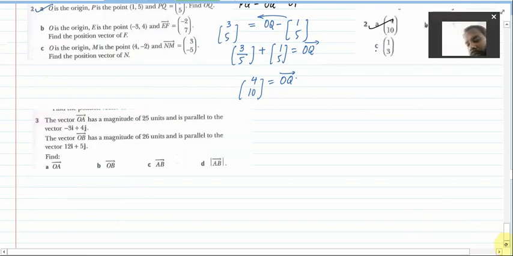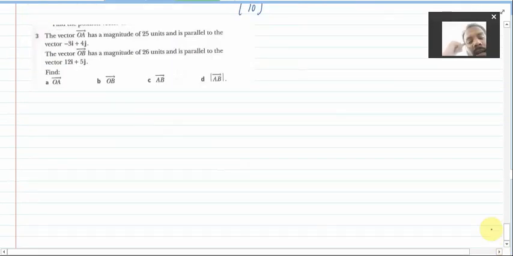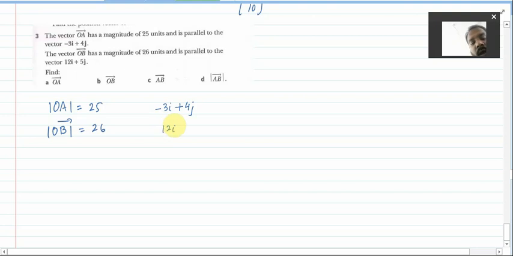The question says the vector OA has a magnitude of 25 units. So let me write down the data here. OA and the magnitude is 25 units and is parallel to the vector -3i plus 4j. I hope that all of you remember the concept of parallel vectors. Similarly, the vector OB has a magnitude of 26 units and is parallel to the vector 12i plus 5j. Find OA. For the first part we need to find OA here.